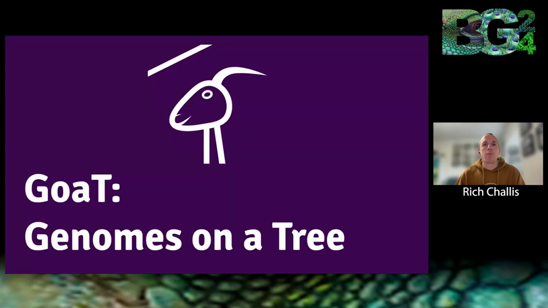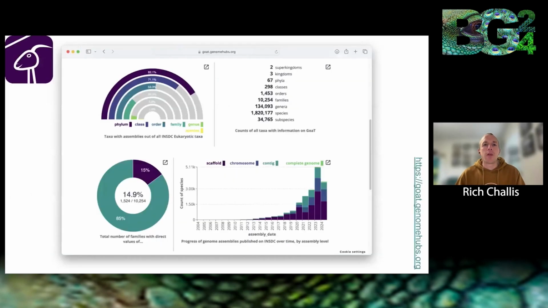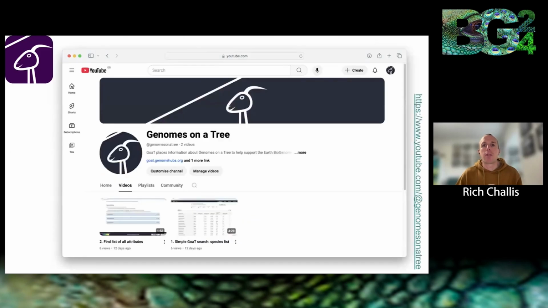Goat is a site that hopefully many of you are familiar with by now, where we hang various metadata for genomes on a tree. So very briefly, Goat is a searchable platform that lets us report on progress towards the goal of the Earth BioGenome Project to sequence all taxa, as well as other genome and assembly metrics. And we now have a YouTube channel as a place to share tutorials and other presentations. So if you want to know more about Goat specifically, you can head on over there.